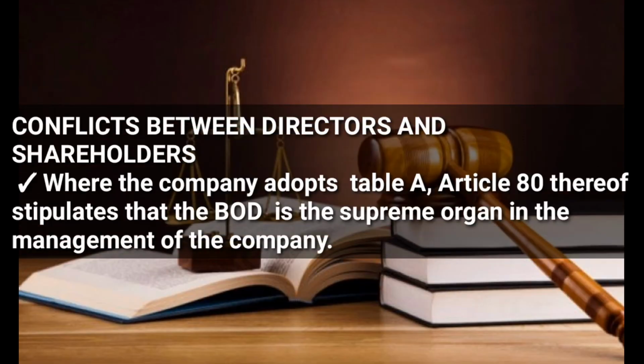Lastly, let's look at the conflicts between directors and shareholders. Where the company adopts Table A, Article 80 of the Table A stipulates that the Board of Directors is the supreme organ in the management of the company, though the shareholders are the real owners of the company. Therefore, shareholders cannot interfere in management of the company unless they are specifically empowered by the articles on the issue at hand.